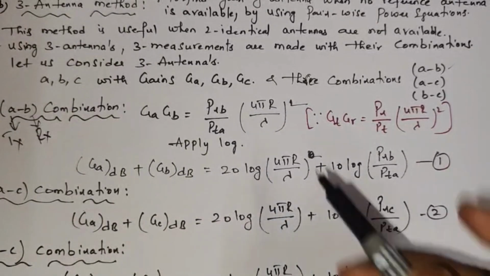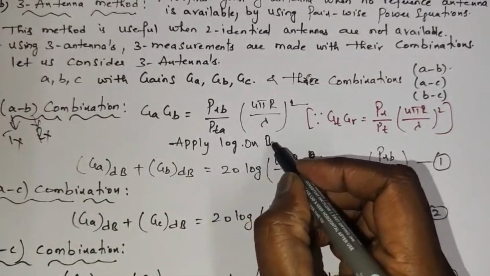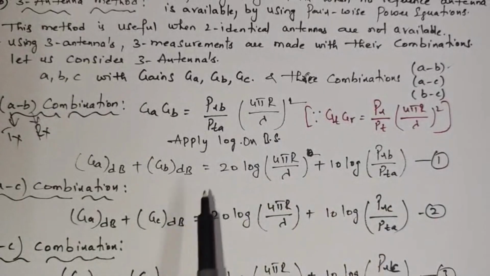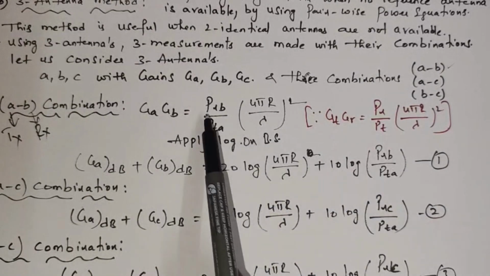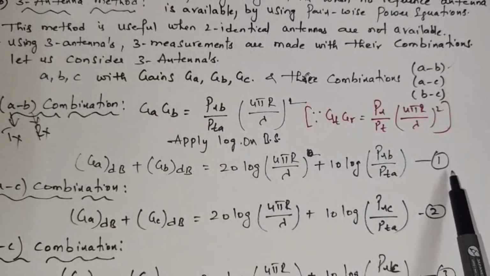Apply log on both sides again. Apply log on both sides. Therefore, what happens? GA in dB plus GB in dB is equal to 20 log of 4 pi R by lambda plus 10 log of PRB by PTA. Let it be equation 1.